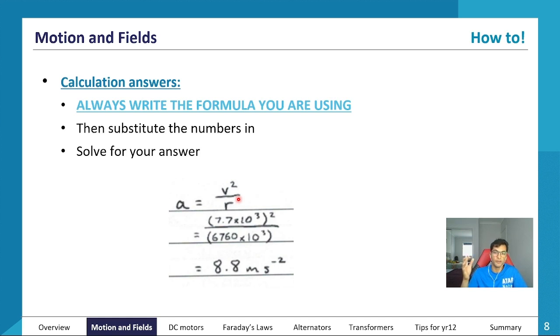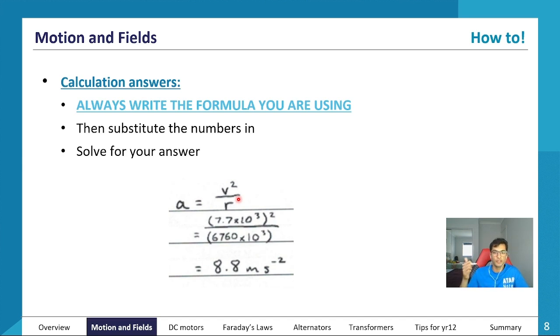So you want to make sure that first of all your formula is correct and is rearranged properly before you substitute really big numbers. Because for instance, when you're calculating the force for gravitational fields, you're going to be using big numbers like 6 times 10 to the power of 24, and you want to make sure that those big numbers are in the right place, because if they're not, you're going to get a completely wrong answer.